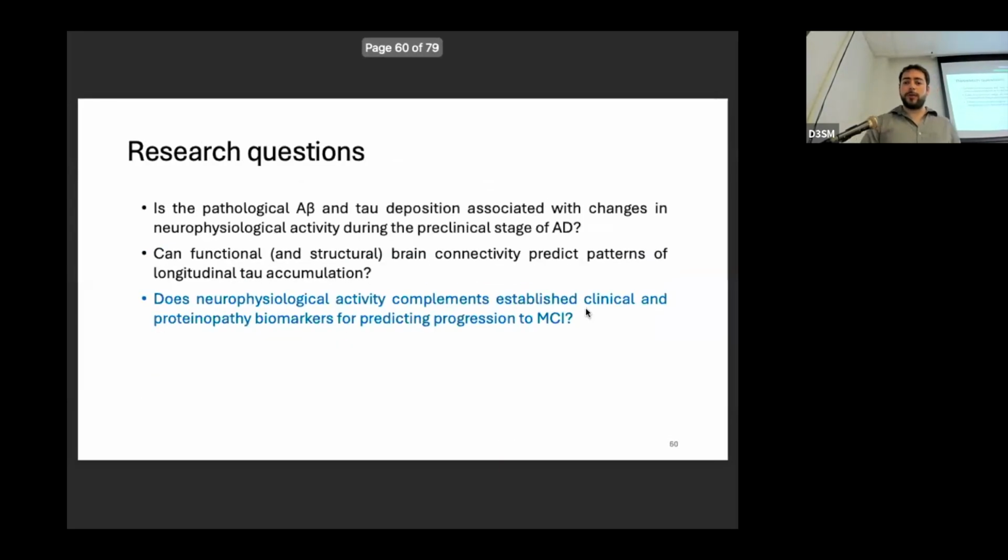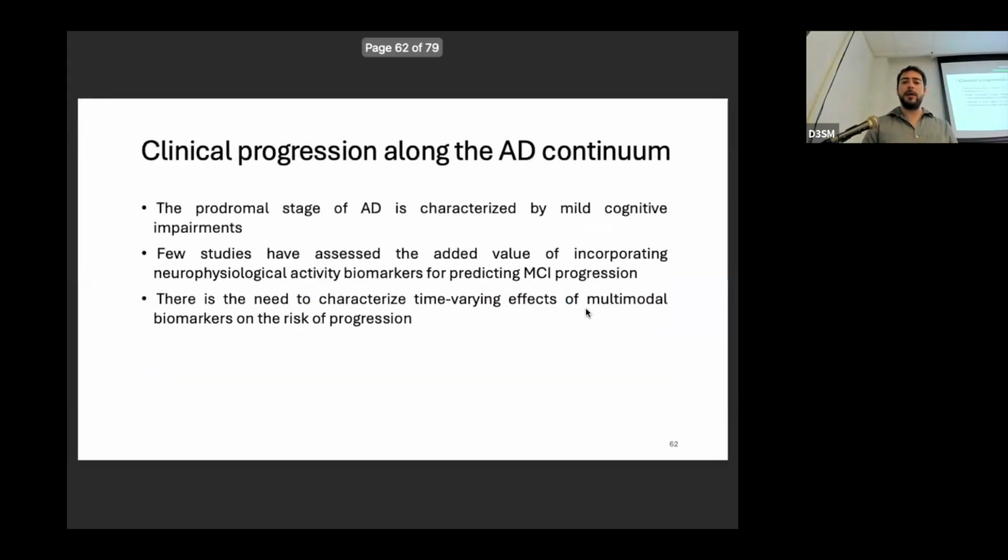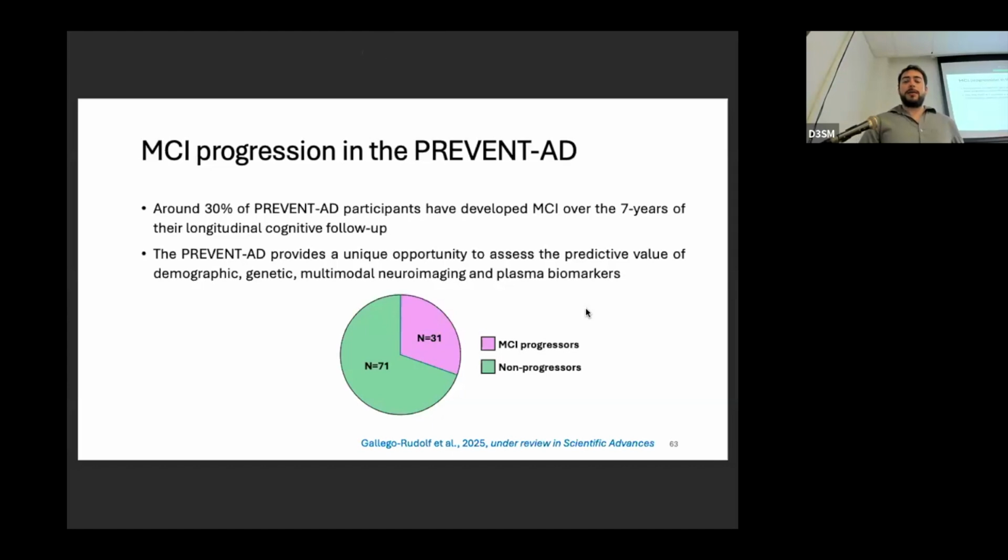So lastly, I'm going to go very quickly through the last project. The idea was to test whether neurophysiological activity can complement established biomarkers for predicting MCI progression.